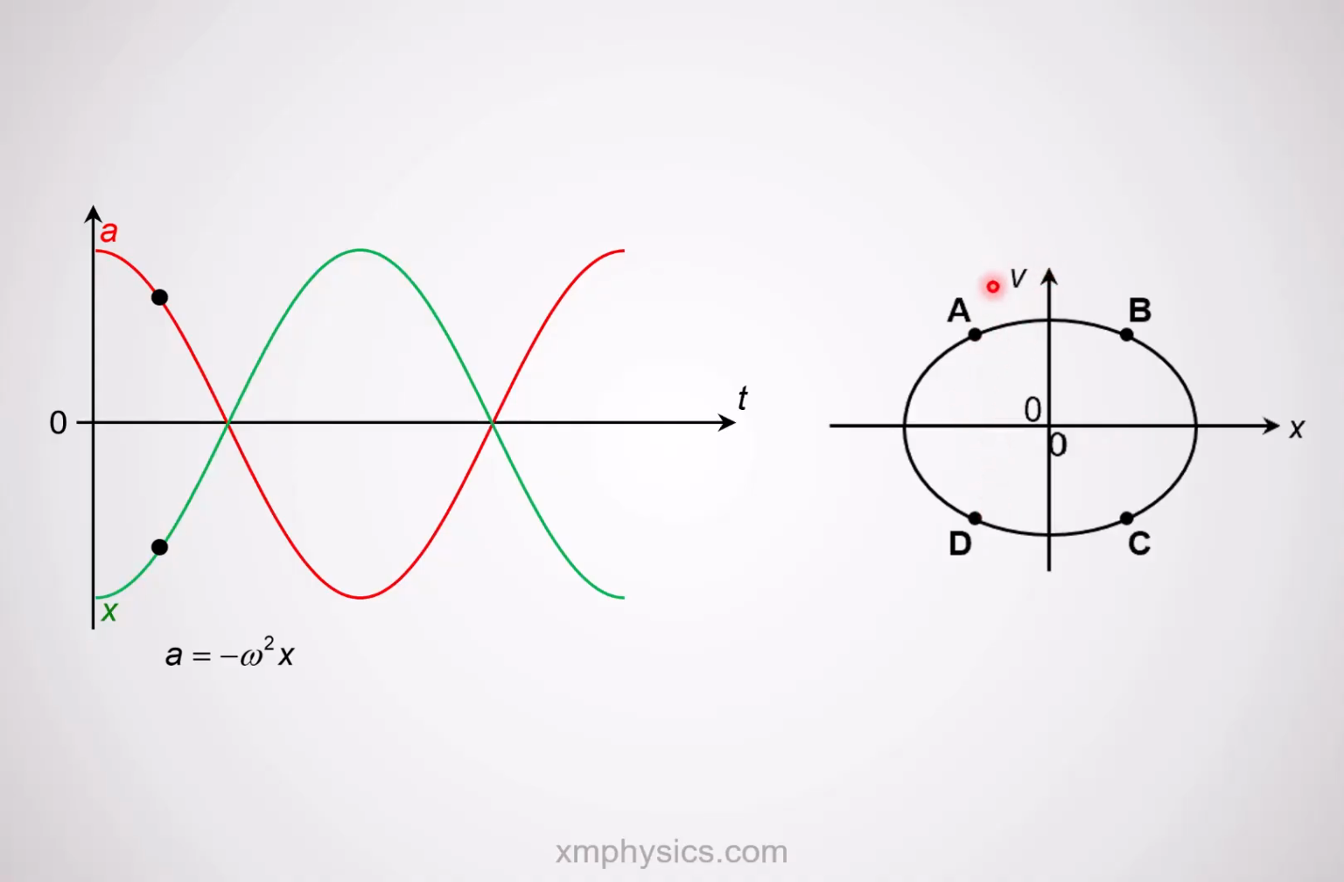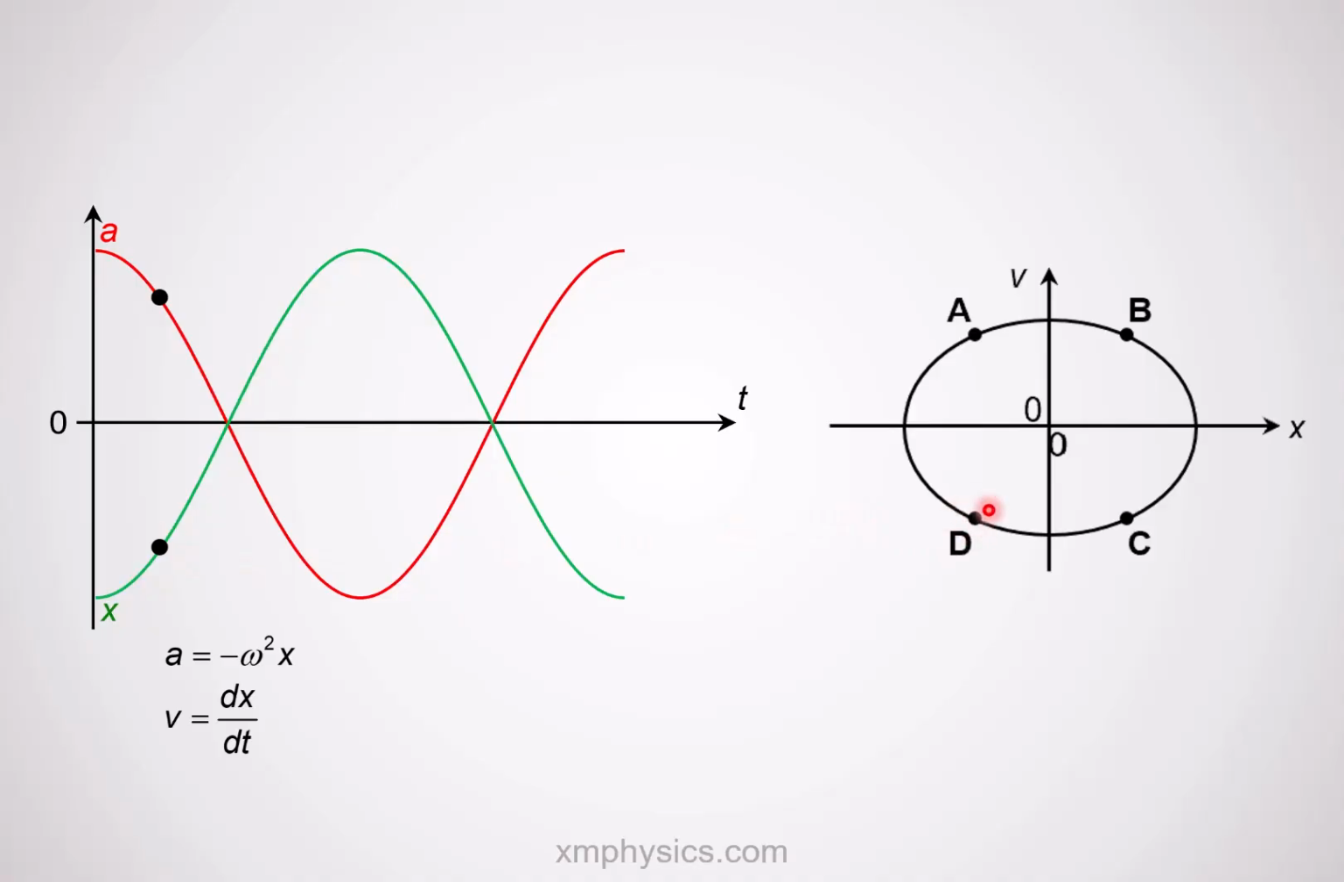Looks like we have to figure out the velocity as well. Since we already know the xt graph, the easiest way to figure out the velocity is to look at the gradient of the xt graph. Remember, velocity is dx/dt. Since the gradient of the xt graph is positive here, it means the velocity must be positive.